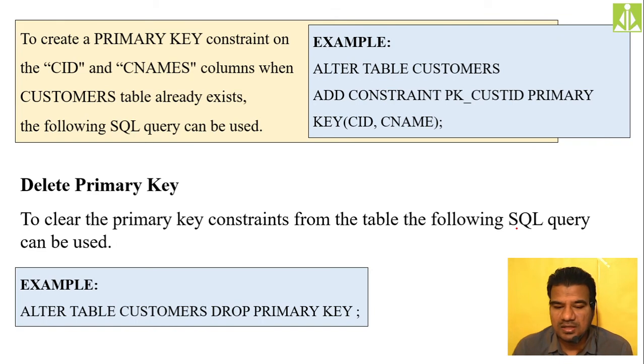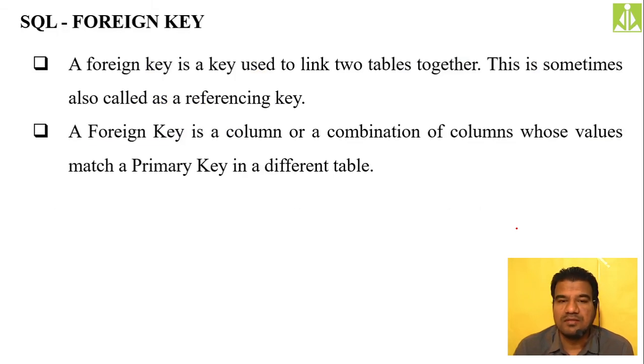So the next thing, this is the same thing: how we can add the composite key constraint when the table already exists, using the alter table command. Then we have the foreign key. Primary key, foreign key, check constraint: these three are very, very important. You need to focus on these three.